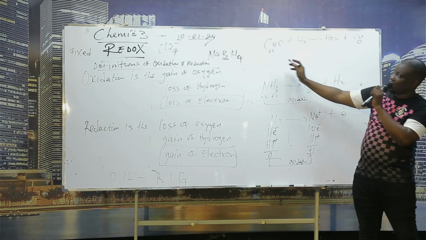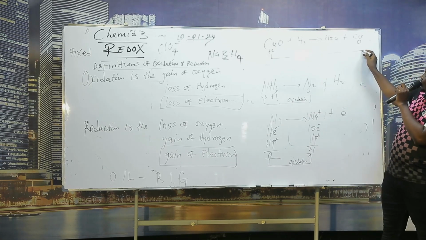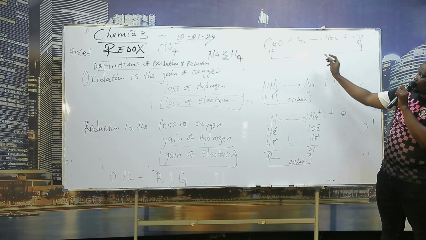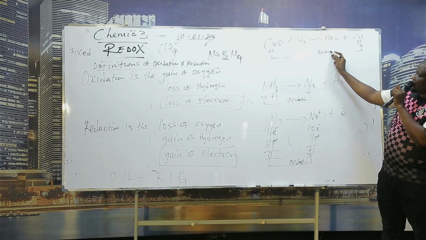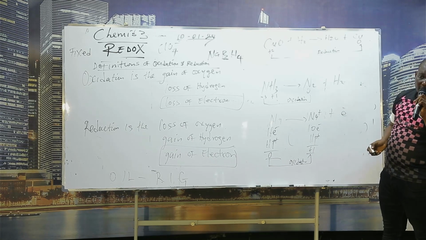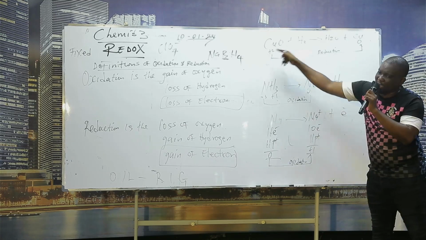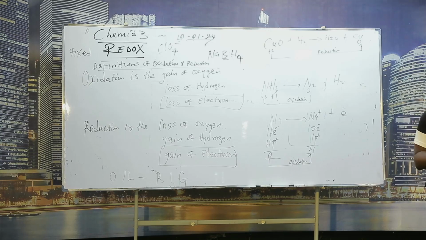Well, check the change of states. This is +2. This is 0. What has happened here? Reduction or oxidation? Reduction. What is reduction again? Now, in terms of the numbers you are seeing, what is reduction? Decrease in the number of what? Oxidation. Well, based on the numbers you are seeing, define reduction.